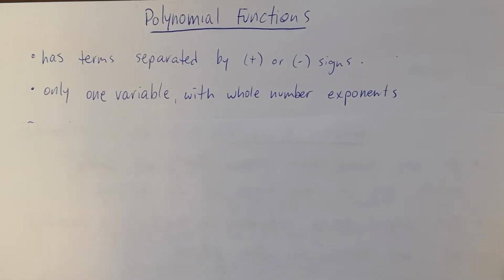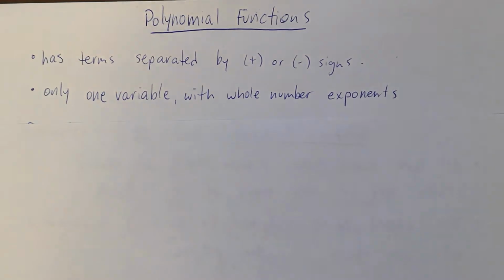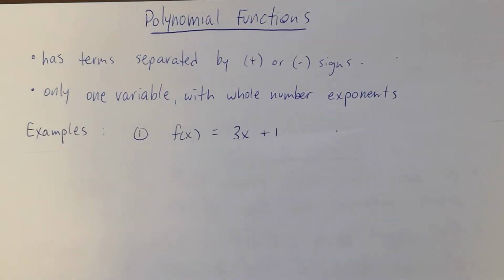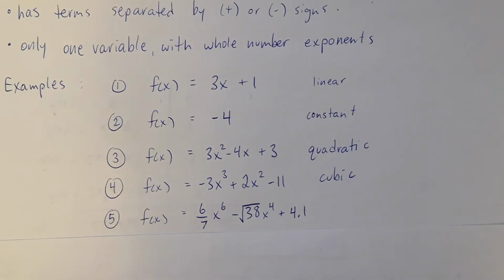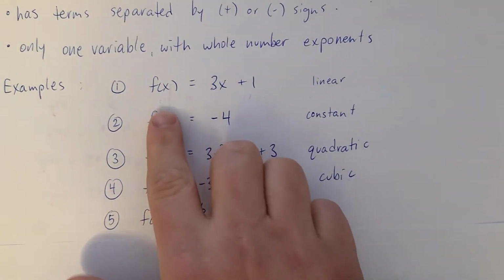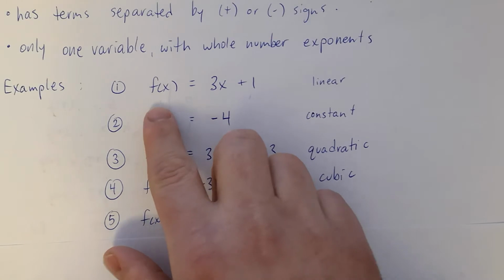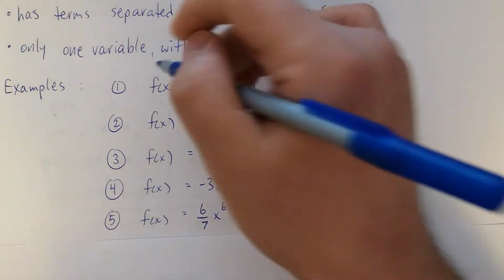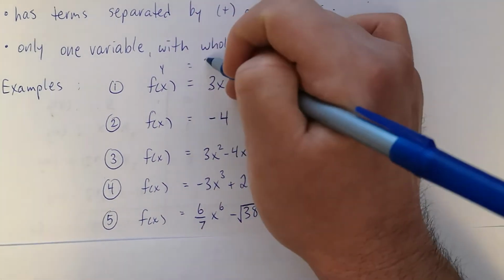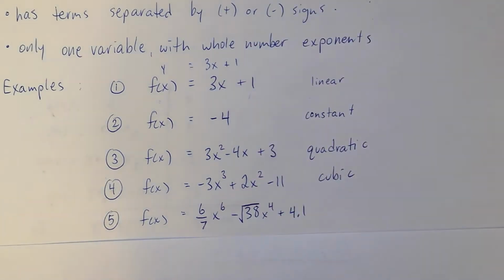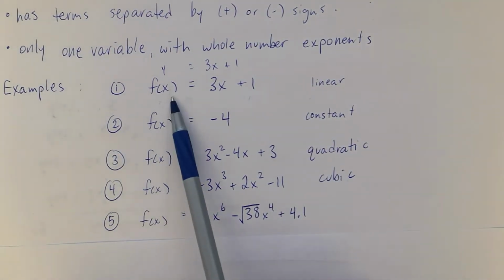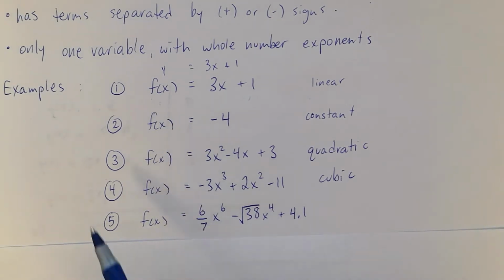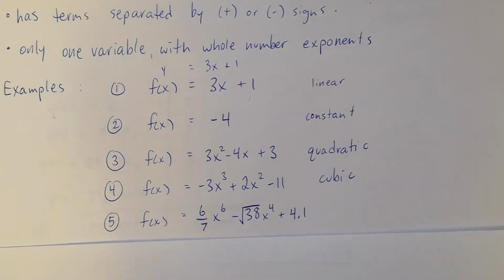They have terms separated by positive or minus signs. There's only one variable, and that variable has to have whole number exponents. Okay, so what I've done is listed a bunch of examples here. So you've probably seen this before. I know some students don't like f of x. You can think of that as just y. So this first one's just like y equals 3x plus 1. And that's what you put into your calculator. You'll see later in the unit that there are benefits to putting f of x. But for now, if you want to think of it as y, totally fine.